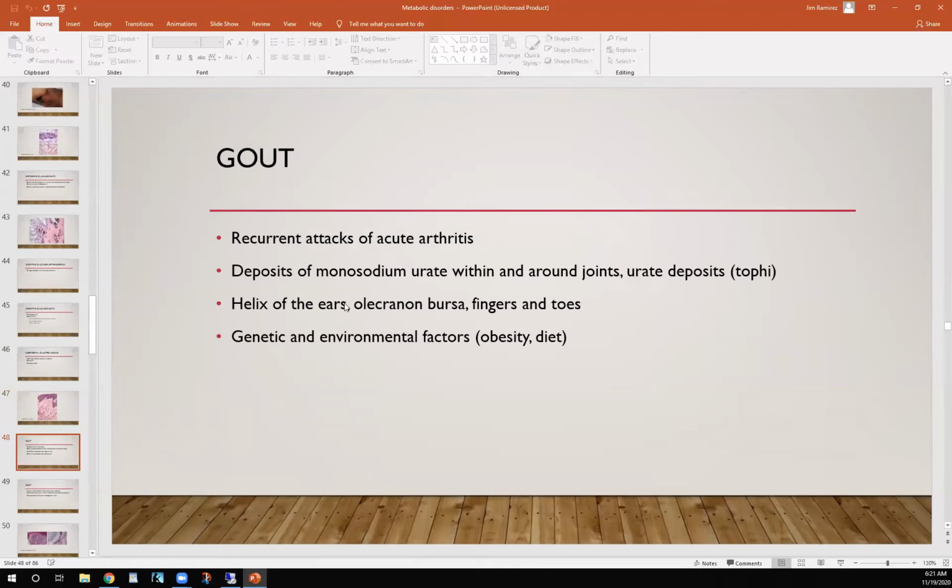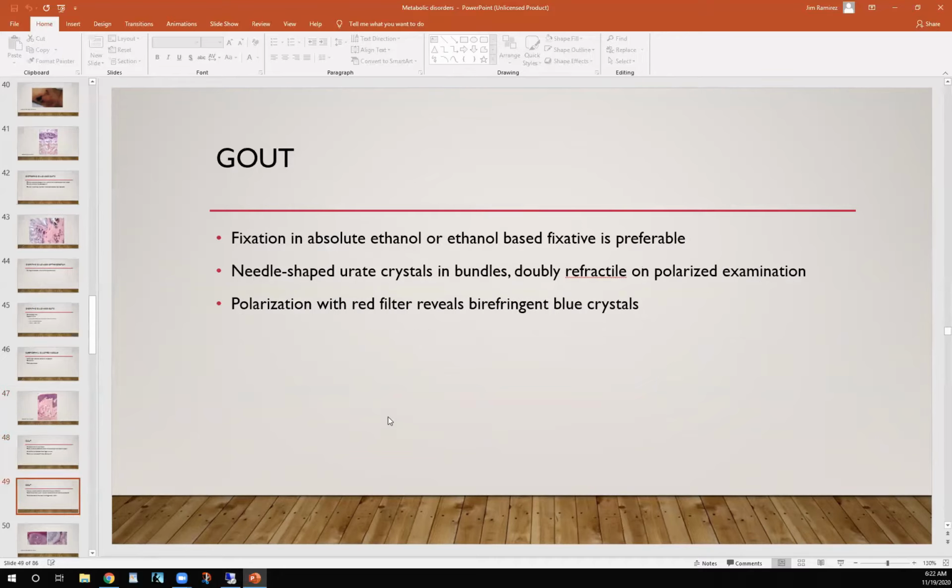Okay, so another one that's nice to see under the microscope because it's so diagnostic: gout. Clinically, these patients present with recurrent attacks of acute arthritis, and you get deposits of monosodium urate within and around joints, and urate deposits, the classic tophi, which is the magic word we think of when we think of gout. The classic location is the helix of the ears, but you can get involvement of the olecranon bursa, fingers and toes. There are probably both genetic and environmental factors involved.